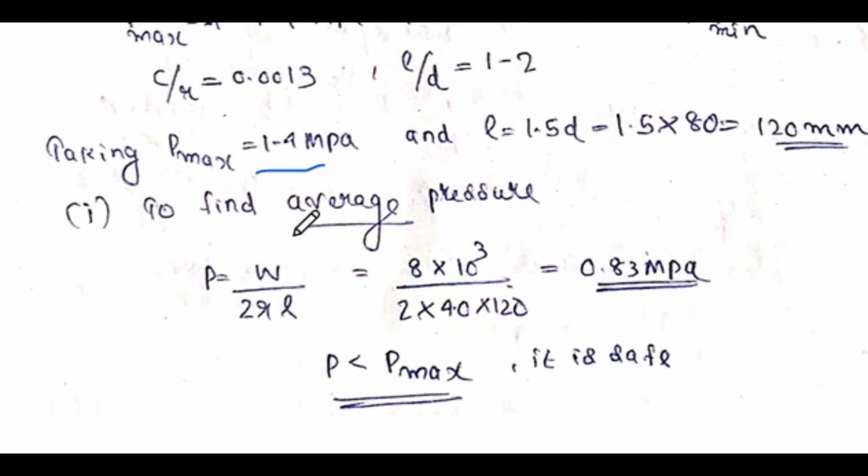According to the data book value for a centrifugal pump, the maximum pressure will be 1.4 megapascal. Based on the given conditions, we got the value as 0.83. So the operating pressure is very much less than the maximum pressure that is permissible for a centrifugal pump. This working pressure is safe. That's the first parameter we needed to find out.